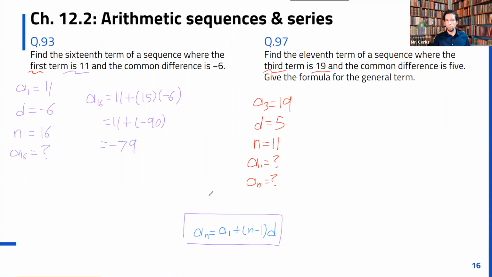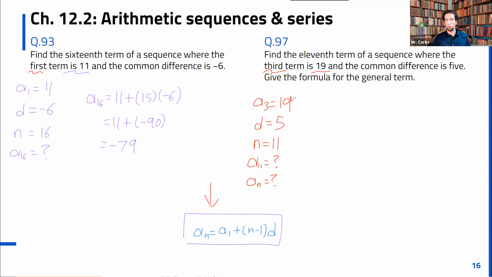It was pretty easy to use this formula on the one on the left because we were given A1, but here we're given A3. So what can we do with this? We could make a system of equations. But I think it's possible to use A3 to find A1, and then we can use A1 with this formula down at the bottom. We can subtract 5 from 19 twice, 2 times.